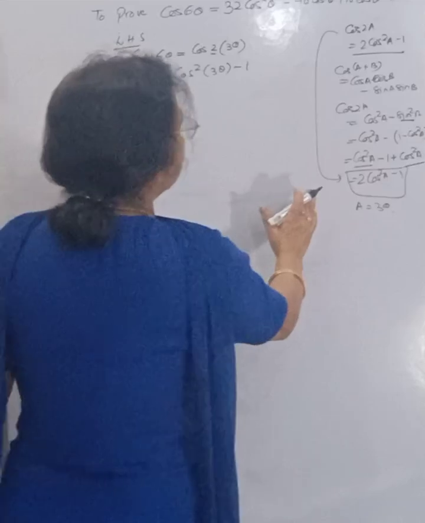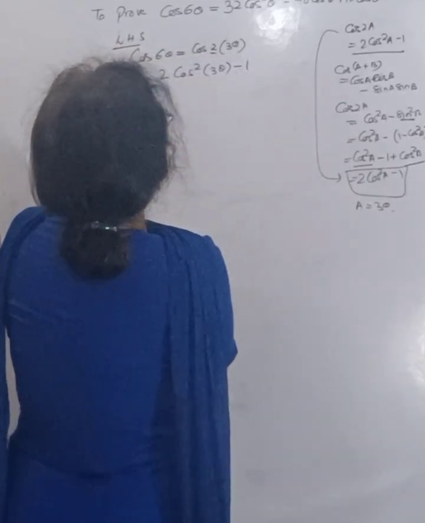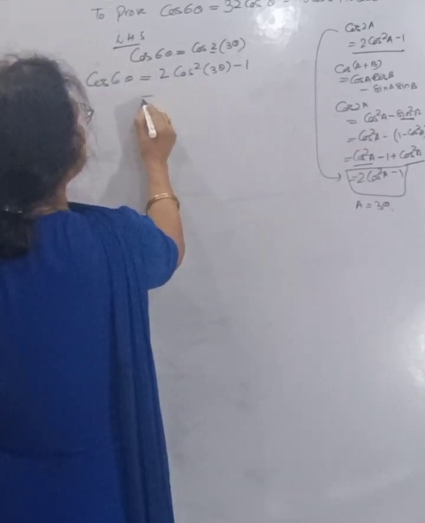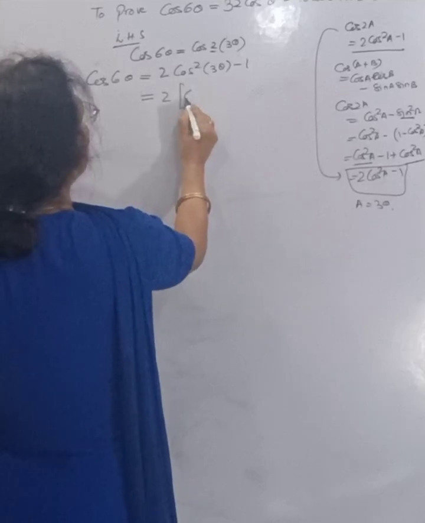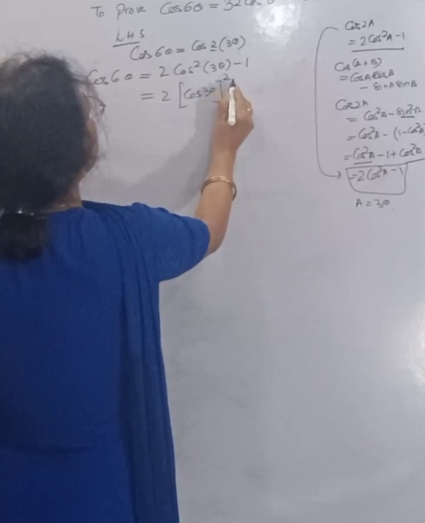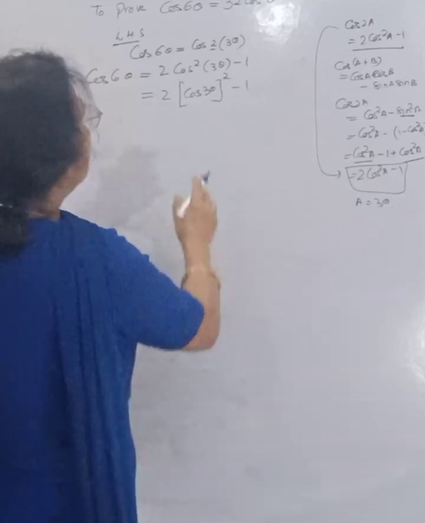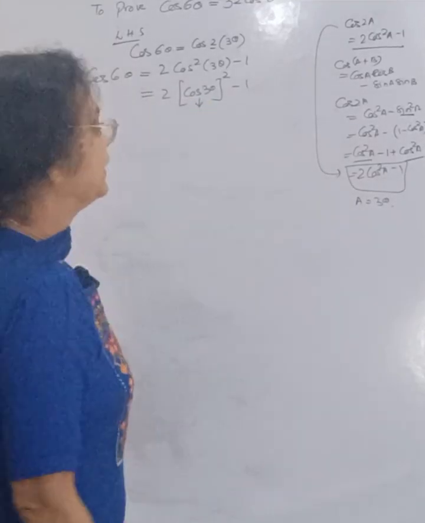Now let's move ahead. Now this is cos square of 3 theta. It can be written as 2 into cos of 3 theta whole square minus 1. Clear? Okay. Now we have to find the formula of cos of 3 theta.